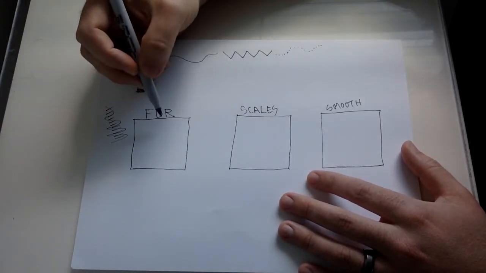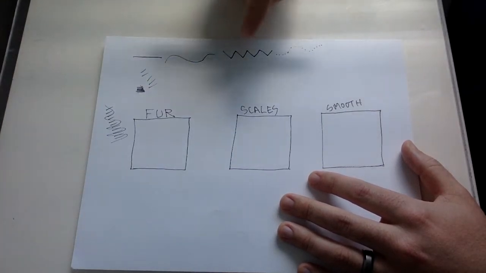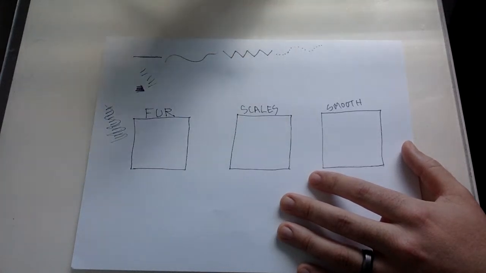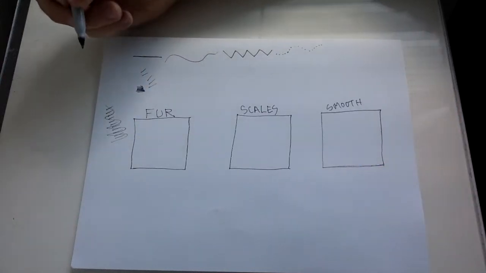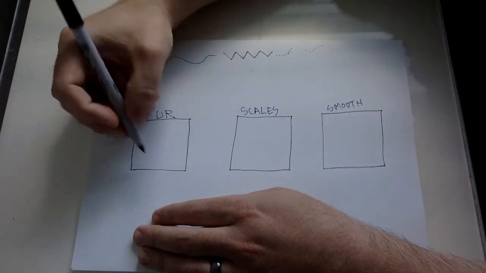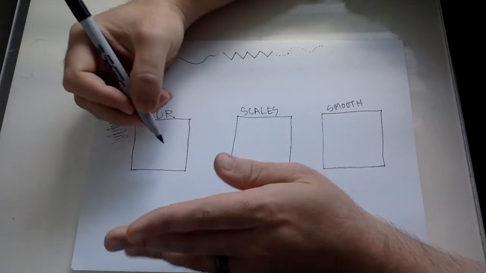In order to keep this very simple, I'm only going to be using straight lines and curved lines. We're not going to worry about zigzags or dotted. If we keep it that simple, then this won't be as difficult as it seems. So in this box, we're going to create fur. Almost like this whole box is going to be sort of furry.